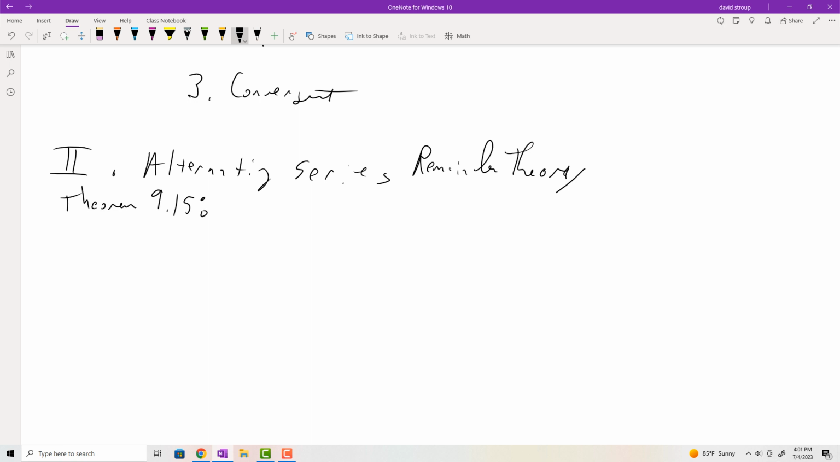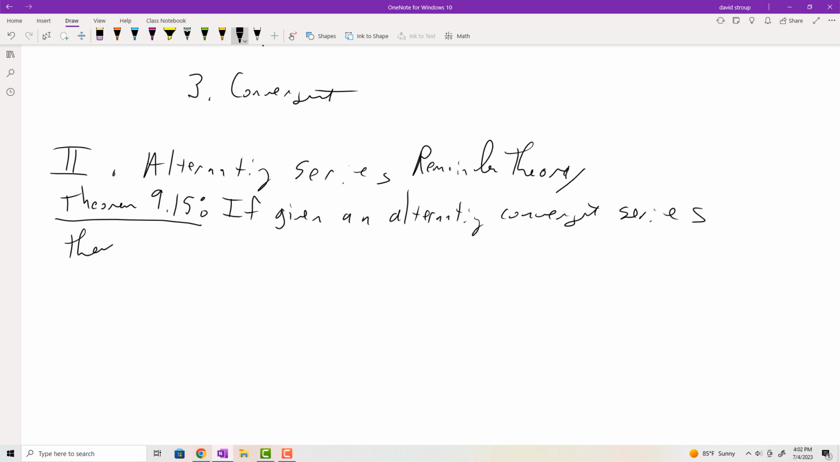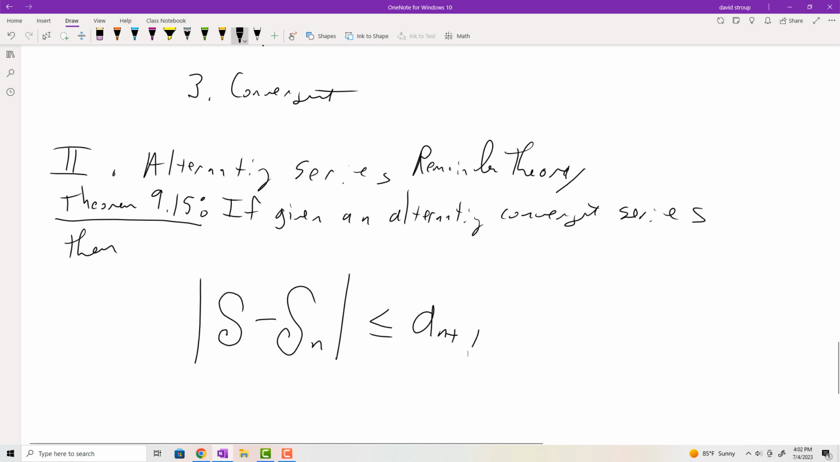9.15, and what it says, first off, you need to have a convergent series for this thing to work, and it has to be alternating. You can't do this with anything else. But if you are given an alternating convergent series, then the distance between the actual sum, which I'll call S, and the nth partial sum, which I'll call S sub n, is going to be less than or equal to the next term in the series, a sub n plus 1.